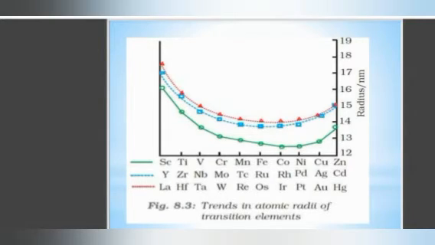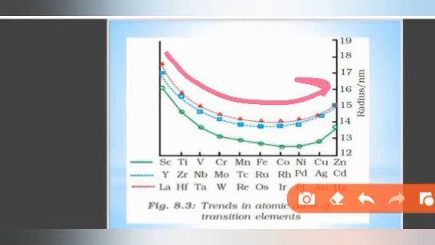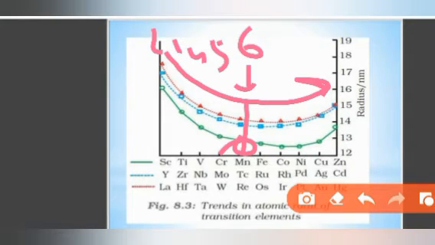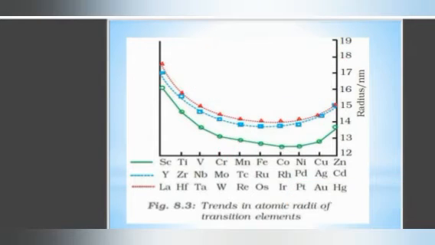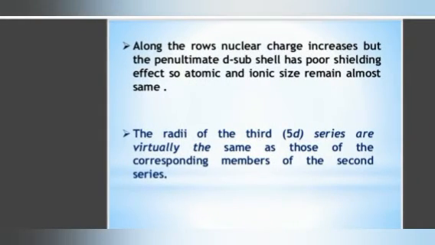Try to understand this graph: first it is decreasing, then it is increasing. Up to manganese it is decreasing, then after manganese it is increasing. Why is this happening? Because of the incomplete orbitals: in manganese the maximum number of incomplete orbitals is there, five. Going up 5, 4, 3, 2, 1 and on the other side again 5, 4, 3, 2, 1. That's why atomic size is decreasing. Next, along the row nuclear charge increases, but the penultimate d subshell has a poor shielding effect, so atomic and ionic size remain almost the same.